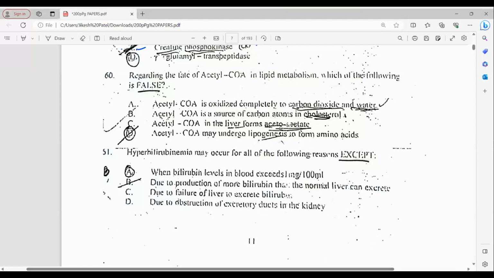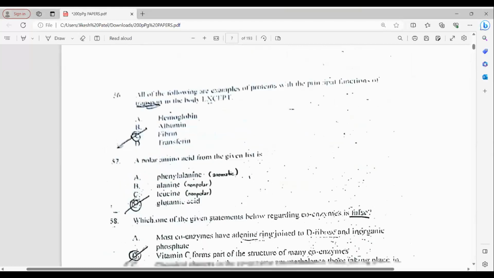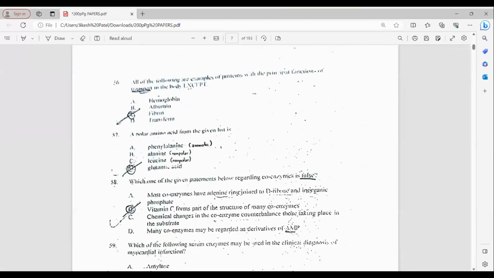I'll go to 58. Which one of the given statements below regarding coenzymes is false? Remember coenzymes and cofactors. Most coenzymes have an adenine ring joined to D-ribose and inorganic phosphate. Vitamin C forms part of the structure of many coenzymes. Chemical changes in the coenzyme counterbalance what is taking place in the substrate. Many coenzymes may be regarded as derivatives of AMP.